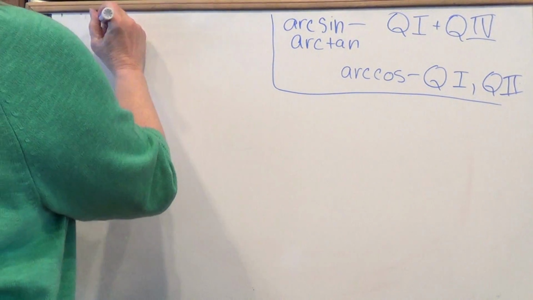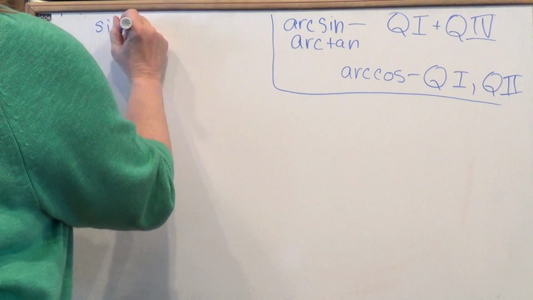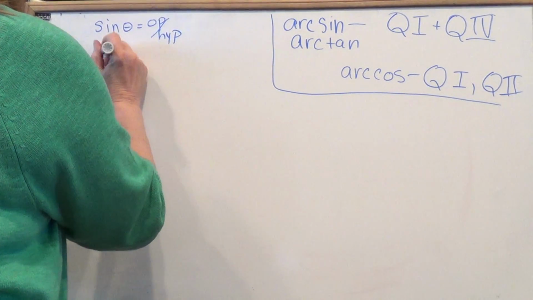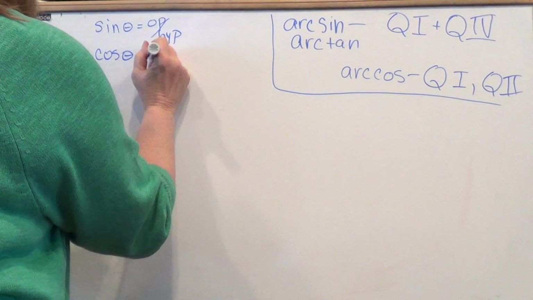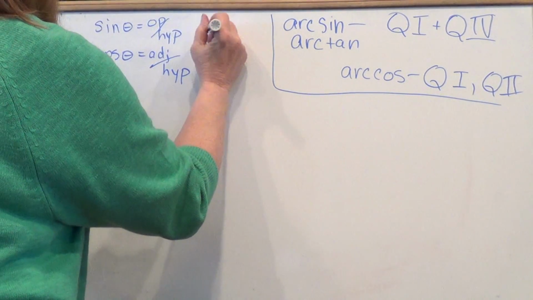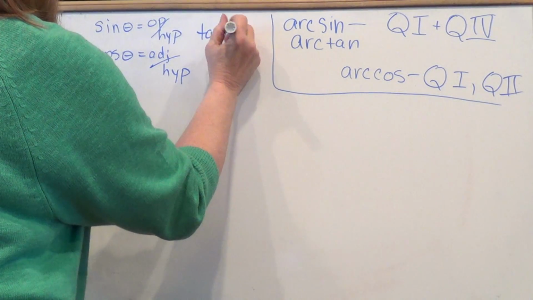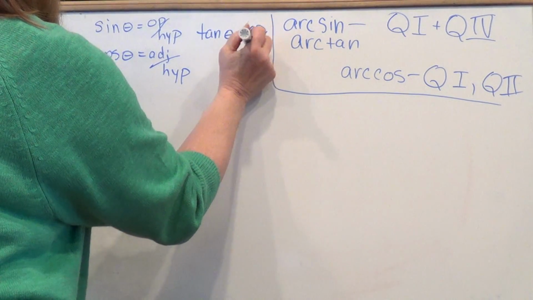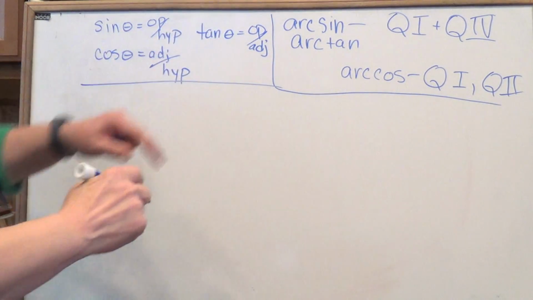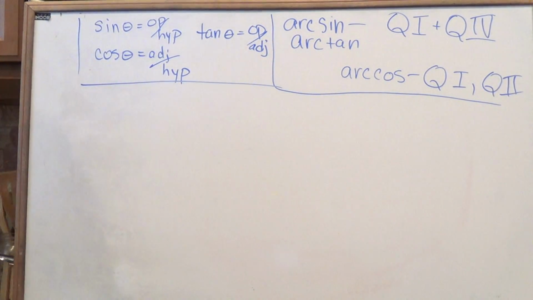The trig functions: sine of an angle is opposite over hypotenuse. Cosine of an angle is adjacent over hypotenuse. And tangent is opposite over adjacent. All right, both these boxes up here will serve us well in today's lesson, so I'll put them up there so we can grab it quickly.